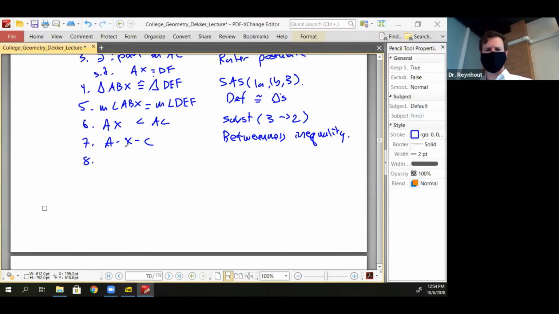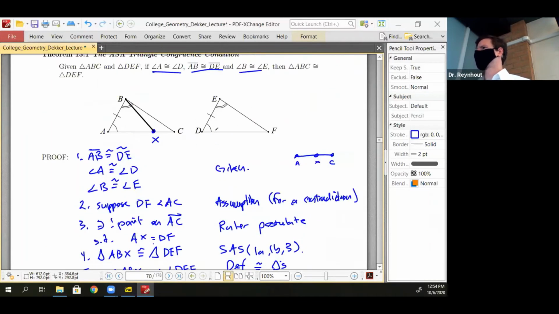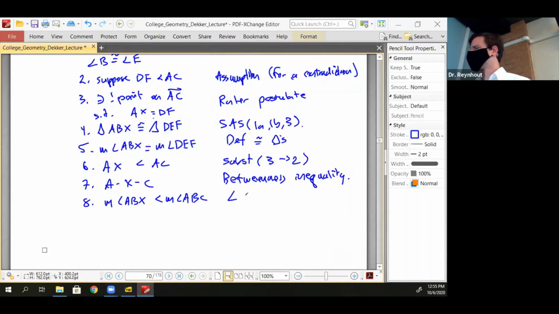The measure of angle ABX is less than the measure of angle ABC. ABX is less than ABC, and that is given by the angle interior inequality. X is in the interior of angle ABC, so the angle ABX must be less than the angle ABC. Angle interior inequality.